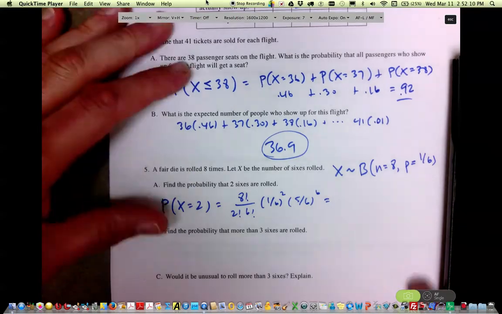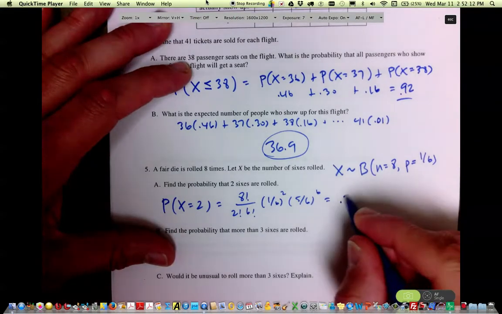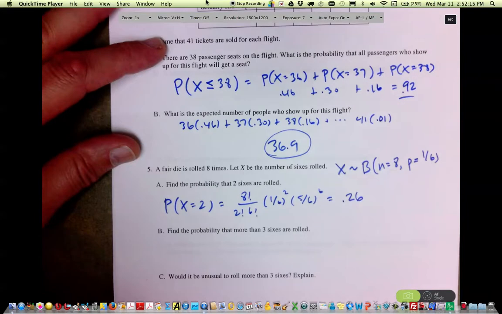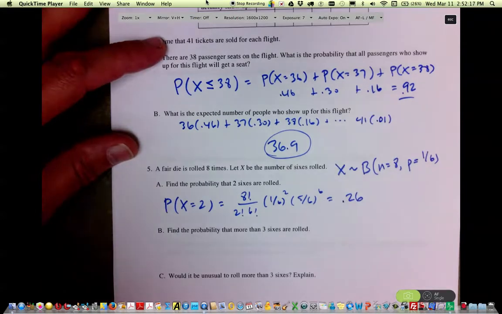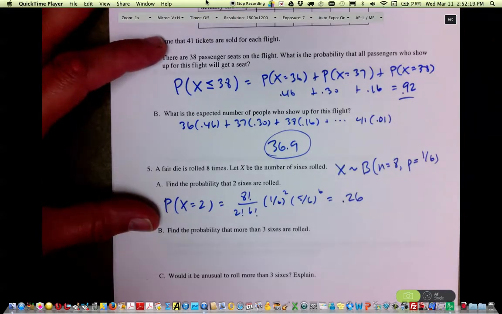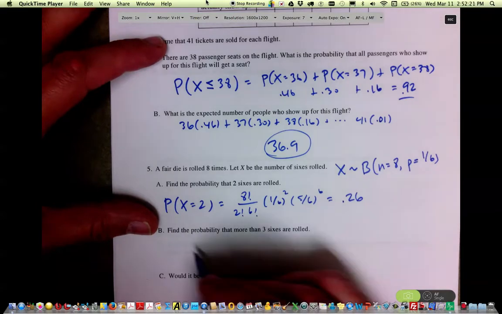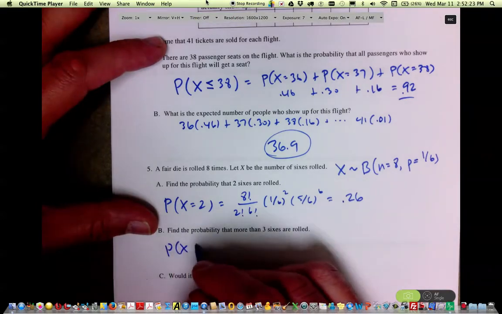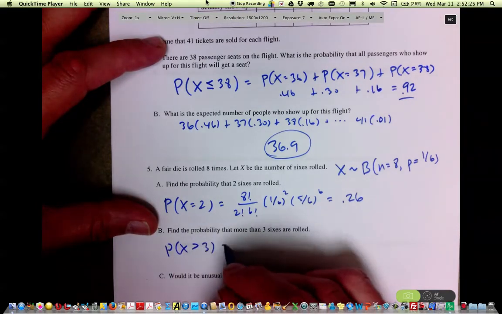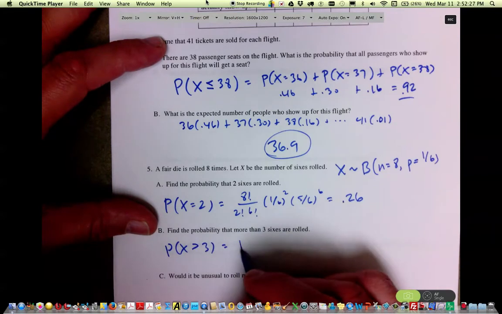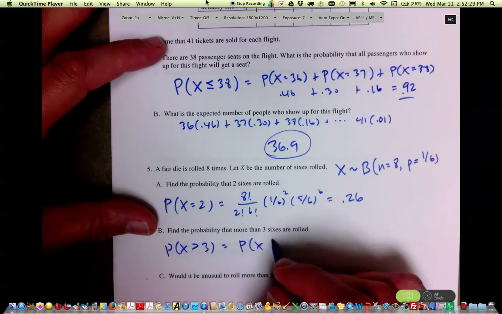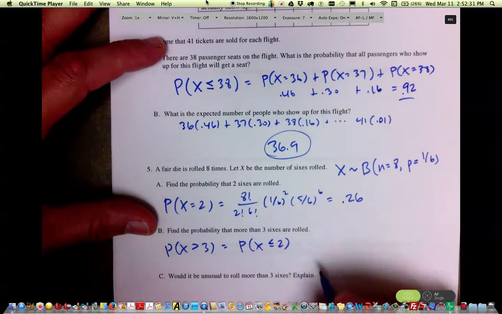You're going to end up getting the answer to this to be about 26%. Okay, find the probability that more than 3 6s are rolled. All right, so the probability that x is greater than 3, well, this is really the same thing as the probability that x is less than or equal to 2.